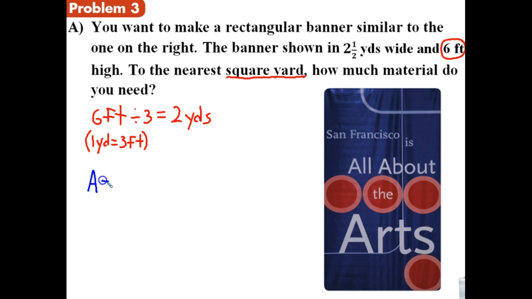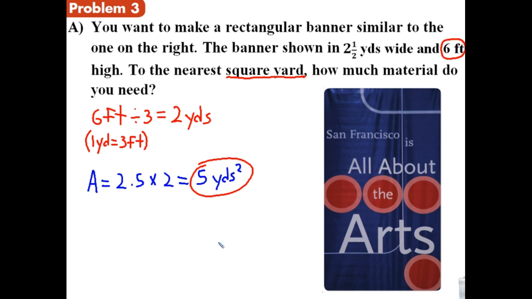My area then, I'm going to say is equal to just the base of the rectangle, which is the 2.5, so we'll say 2.5 yards, times the height of the rectangle, the 2. And when I multiply those together, I get 5. So we'll say 5 yards squared, because we're talking area, so we're talking square units.